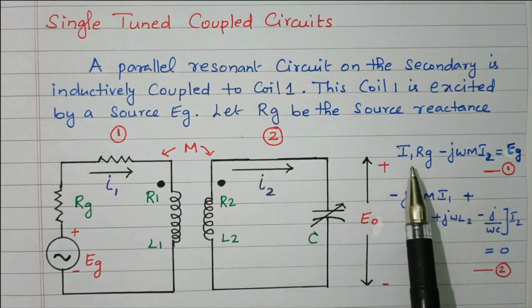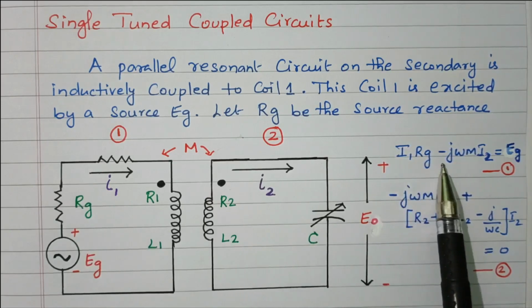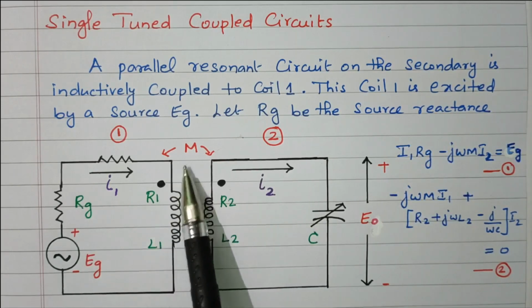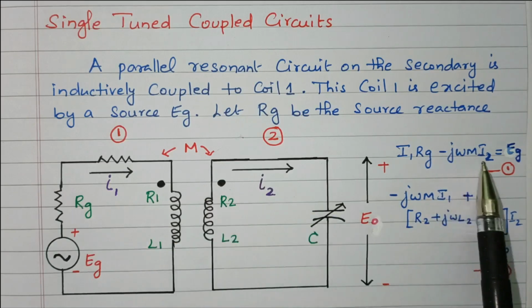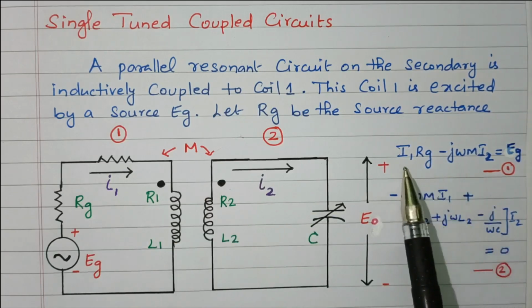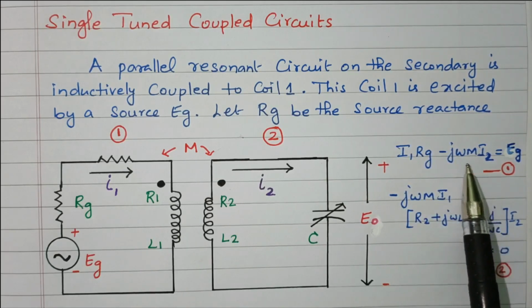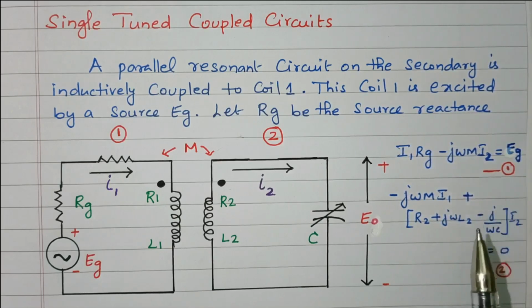EG equals I1 RG. The current in the first coil is I1 times RG, minus, because the mutual inductance and self-inductance are opposing each other, so minus j omega M I2. Right. So I1 RG minus j omega M I2, which is the mutual inductance due to the secondary coil current. So that it is equation 1.